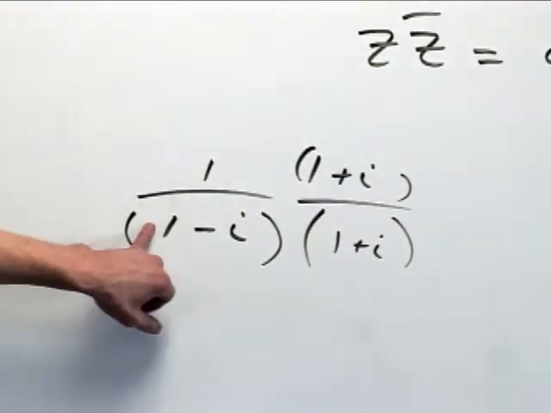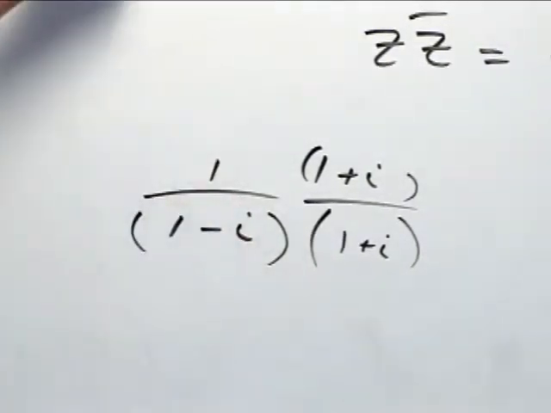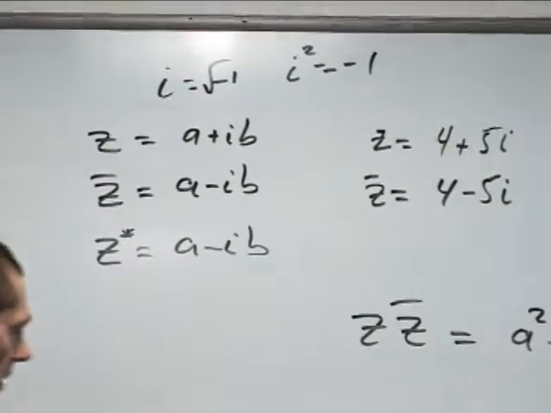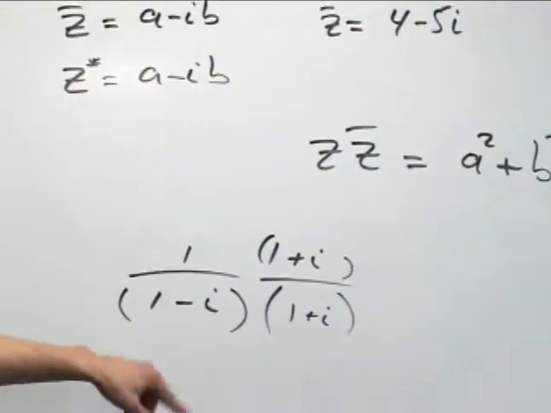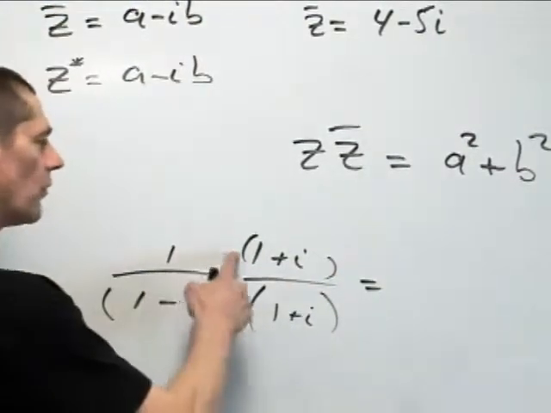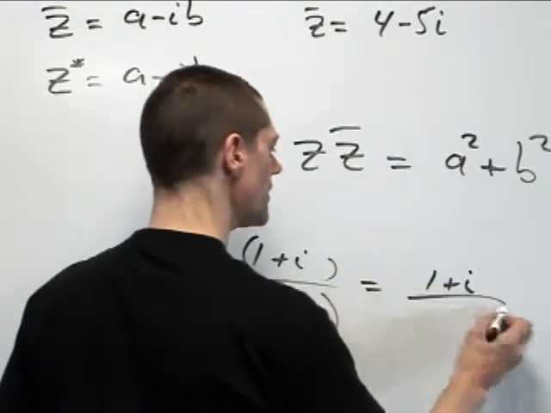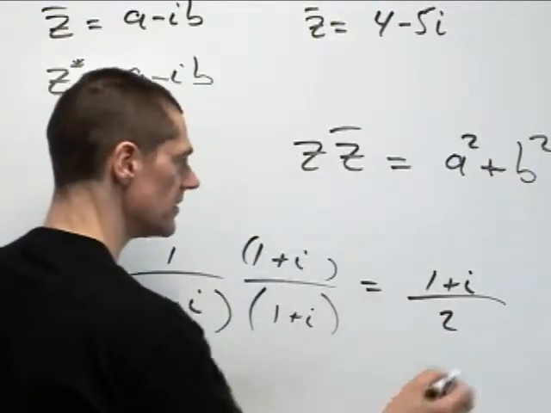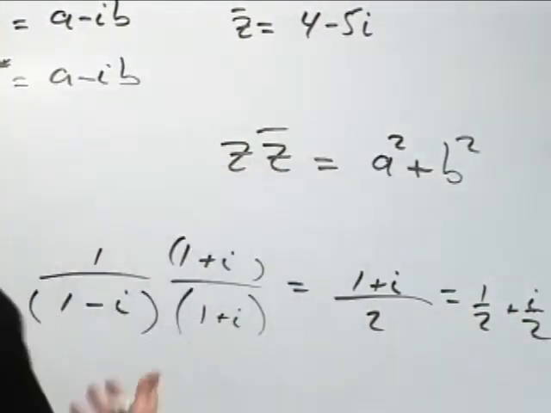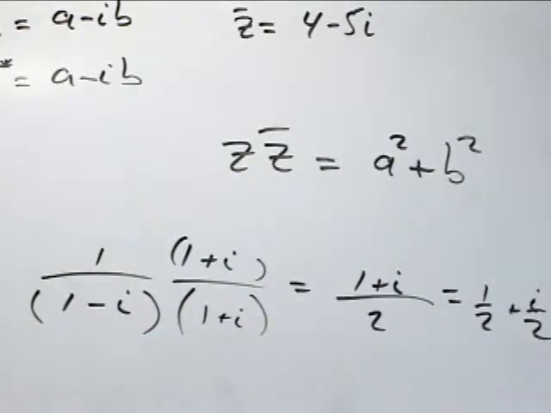Why? Because here, (a + ib)(a - ib) is a squared plus b squared. In this case, a is 1 and b is 1, so this is just multiplying the 1 here. This is 1 plus i divided by 1 plus 1, which is 2. This is 1/2 plus i/2. This is getting a complex number in its proper form. We like them to look like this.